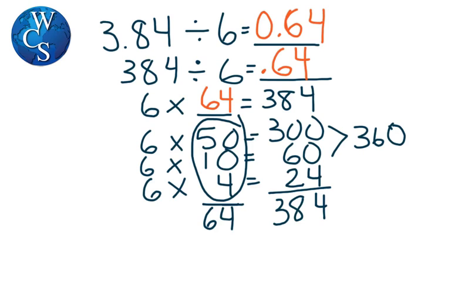This video showed you how to use the strategy multiplying up to divide decimal numbers. Again, remember to treat decimal numbers like whole numbers. Ignore the decimal point when you're doing the computation, and then you can use reasoning to place the decimal point in your answer.